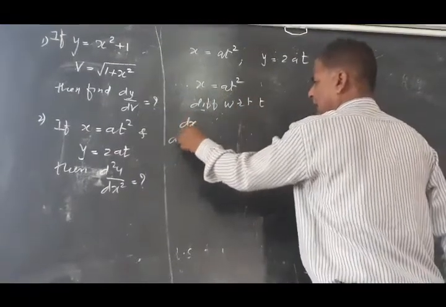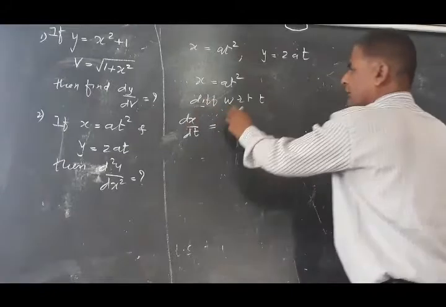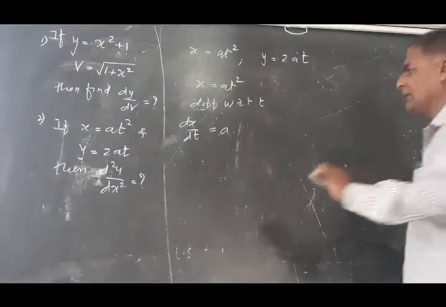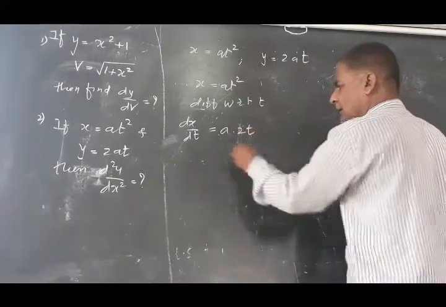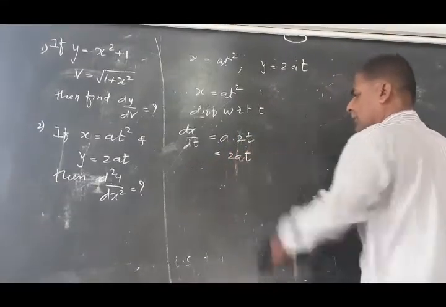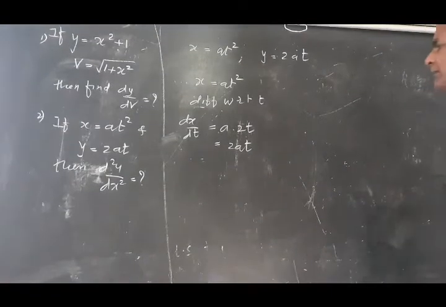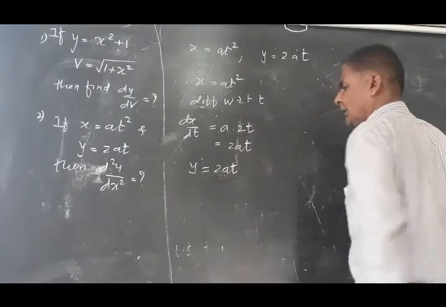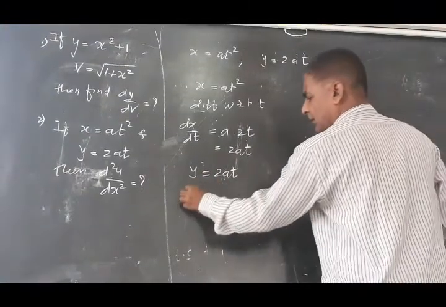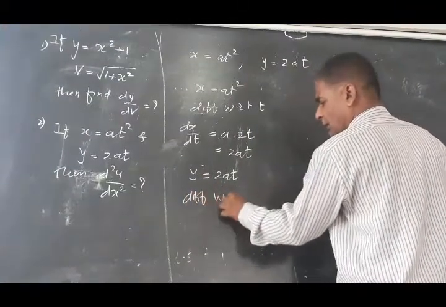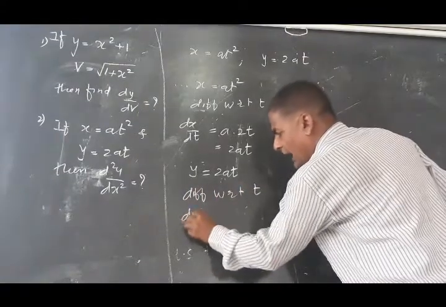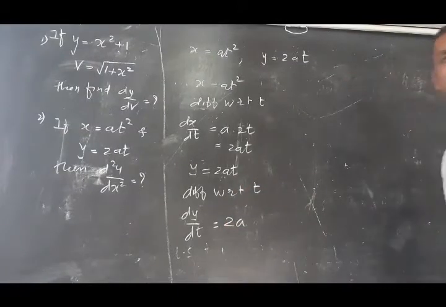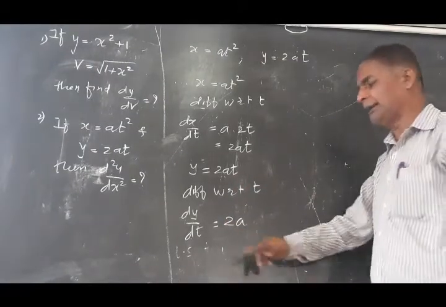So what can we get here? dx upon dt is equal to the constant a times the derivative of t square, which by the power rule is 2t. So 2at is the derivative of the corresponding function. Now y is equal to 2at, and here, differentiate with respect to t. So you get dy upon dt is equal to 2a, the derivative of t with respect to t being 1. So we have written here.